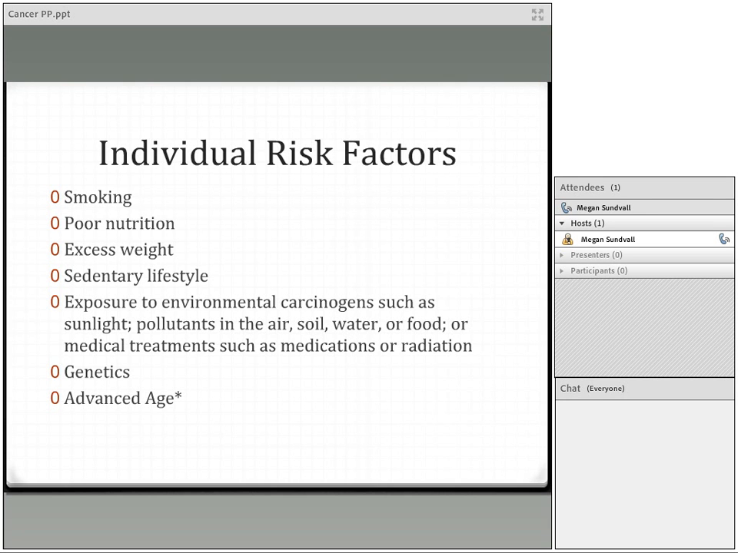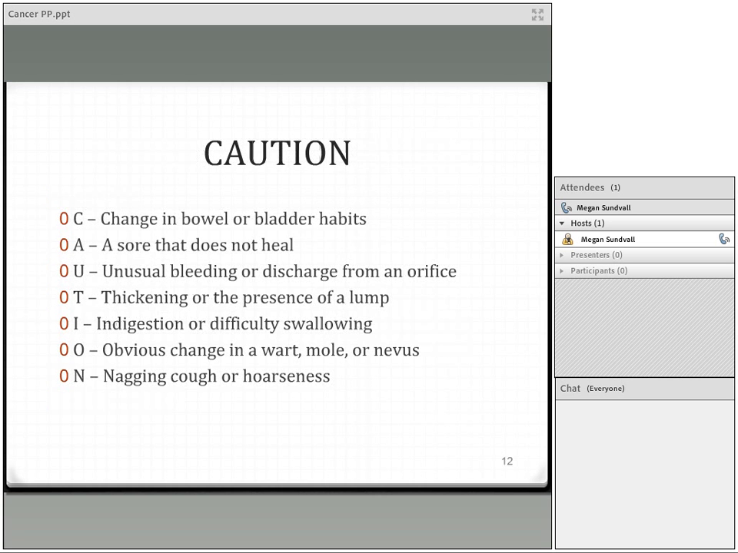When you look at these, we look at smoking cessation, eating a low-fat diet, improving one's nutrition, encouraging exercise, trying to get away from that sedentary lifestyle and gaining excess weight, and limiting exposure, if possible, to carcinogens in the environment. Genetics, there's not a whole lot we can do about that, but people do go through genetic testing so that they can possibly prevent, say, through a bilateral mastectomy, the development of breast cancer. And advancing age, again, not a whole lot we can do about that one.